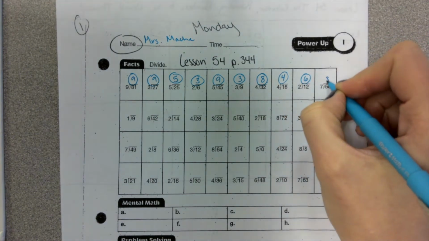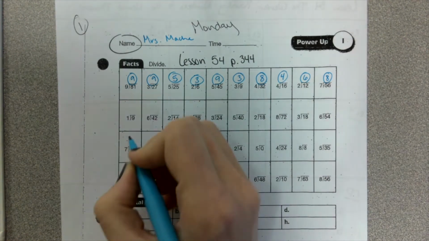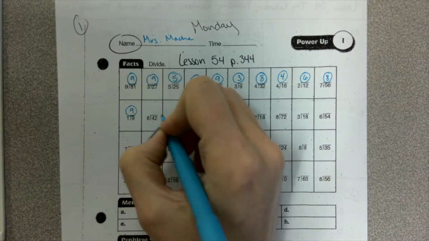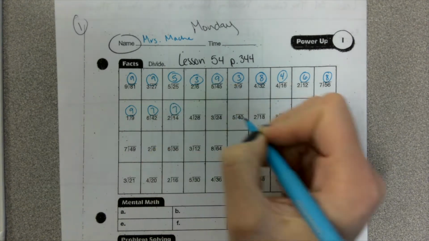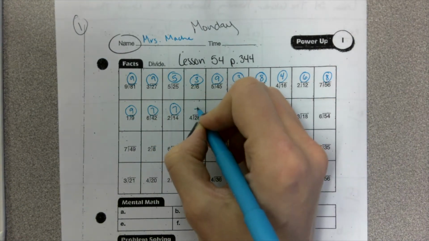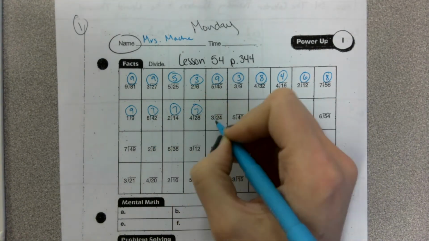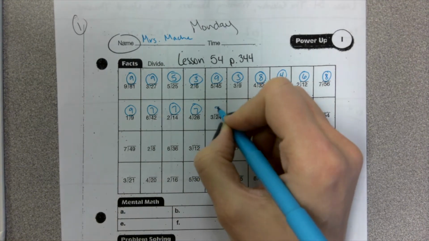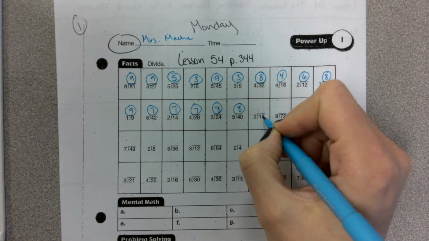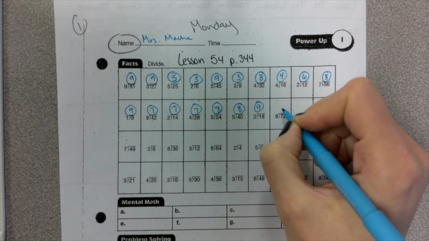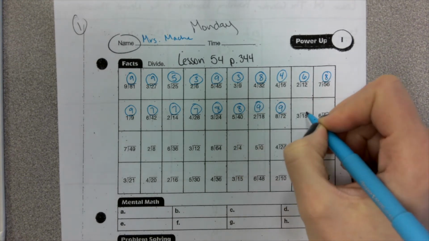56 divided by 7 is 8. 9 divided by 1 is 9. 42 divided by 6 is 7. 14 divided by 2 is 7. 48 divided by 4 is 7. 28 divided by 4 is 7. 24 divided by 3 is 8. 40 divided by 5 is 8. 18 divided by 2 is 9. 72 divided by 8 is 9.